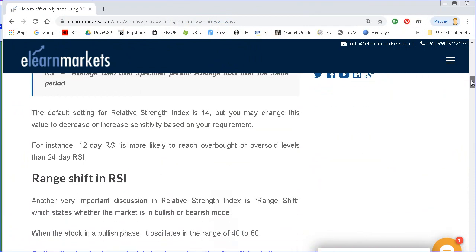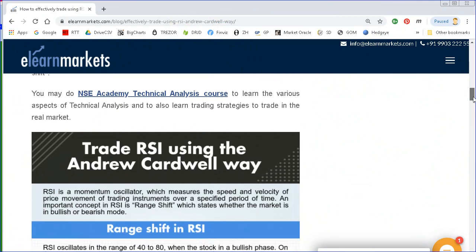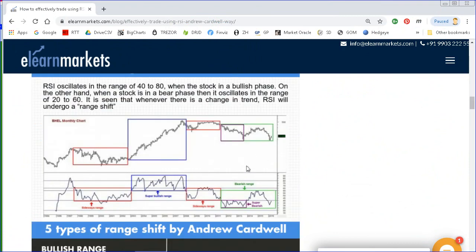But quickly, the Cardwell method of the RSI is to break up the RSI into patterns. It uses a standard RSI 14. I'm assuming it's daily or weekly or monthly. He's got a monthly chart here, and you have the bullish range between 40 and 60. Then you have a super bullish range, probably 40 to 80. I think he's got it there. Then you have a sideways range, which is 40 to 60 or something like that. And you have a bearish range, a super bearish range, and you analyze each range accordingly.